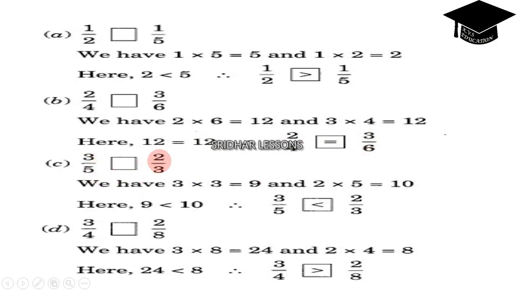Next, 3 by 5 and 2 by 3. Cross multiplied. 3 into 3 is equals to 9. 5 into 2 is equals to 10. So therefore 9 is less than 10. Therefore 3 by 5 is less than 2 by 3.